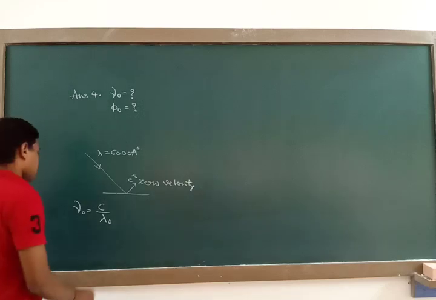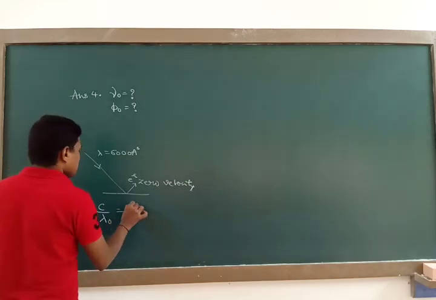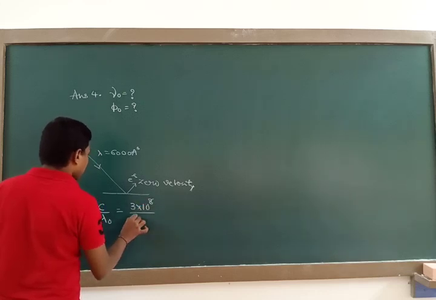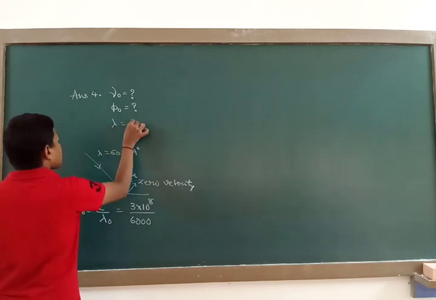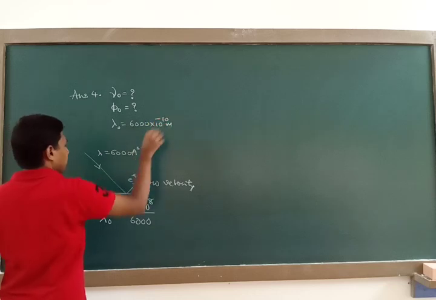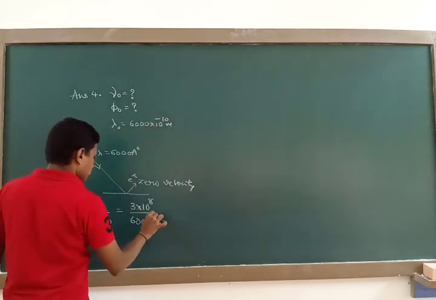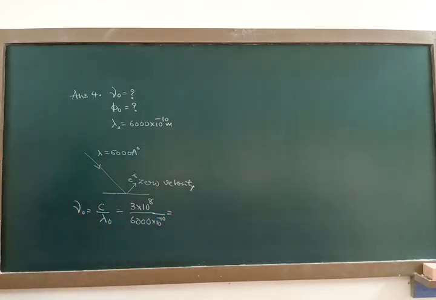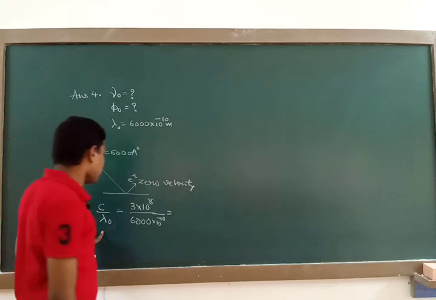From this equation, c means 3 × 10^8 meter per second. λ₀ means 6000, so you can take λ₀ as 6000 × 10^-10 meter. If you simplify this, ν₀ equals c by λ₀.